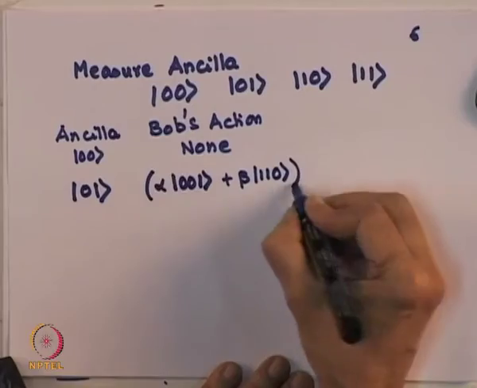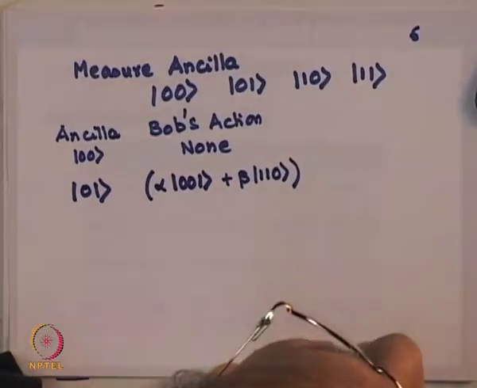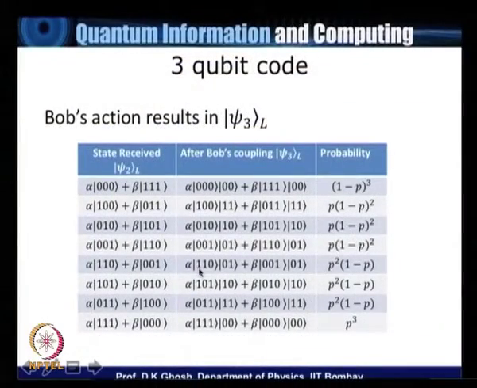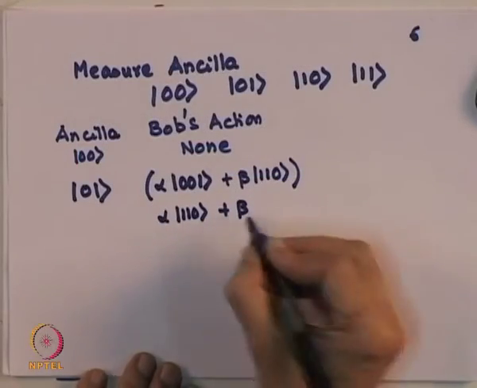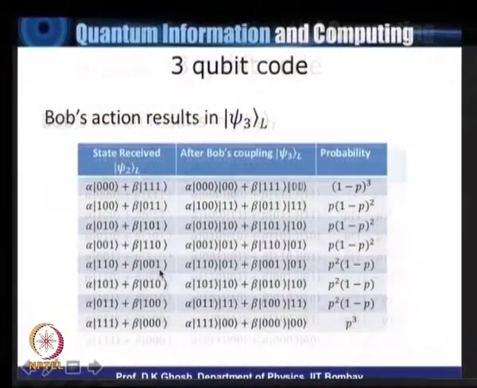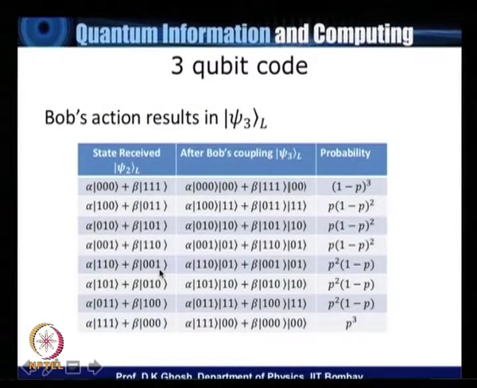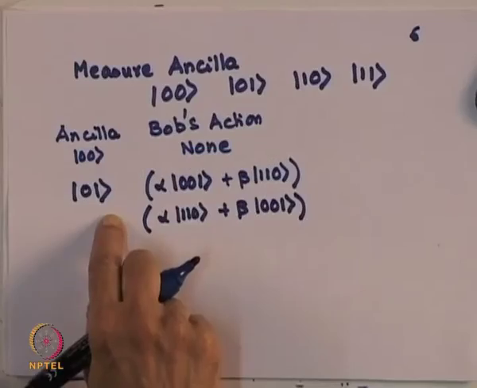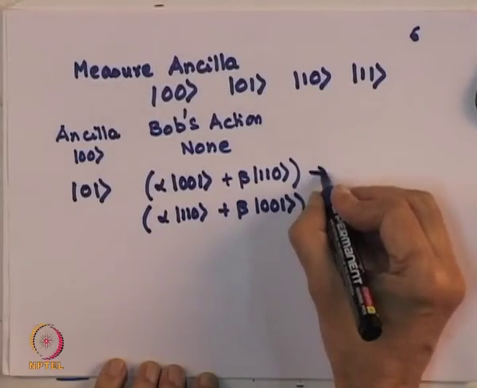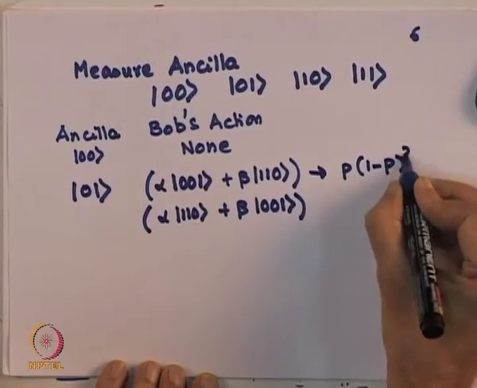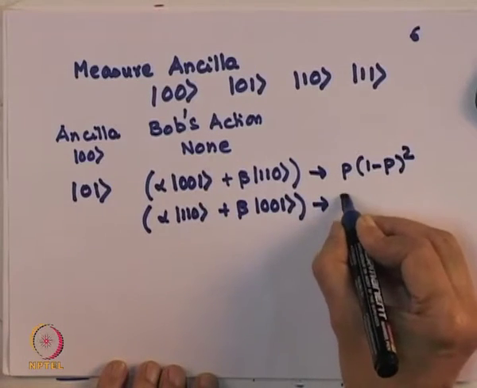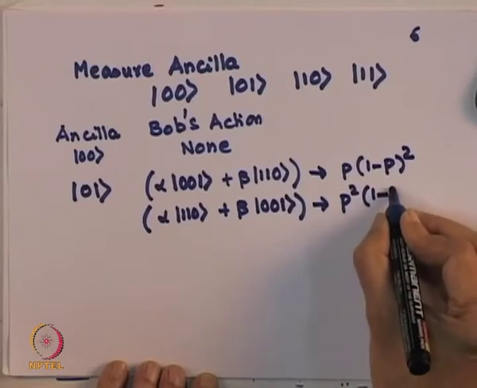This gives me 0 1, and there is also this other case, which is alpha 1 1 0 plus beta 0 0 1. Both these terms had 0 1 as the ancilla bit, but this one came with a probability of p into (1 minus p) square, but this one came with a probability p square into (1 minus p).